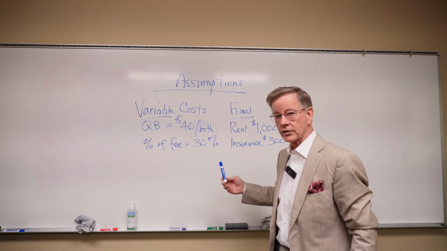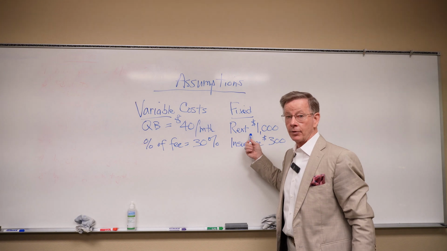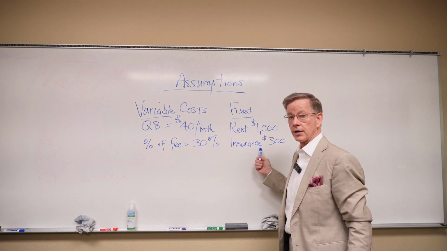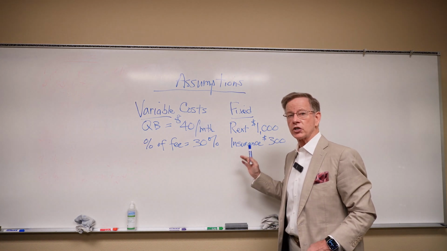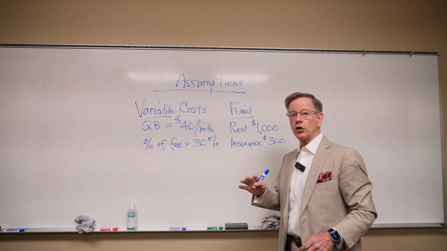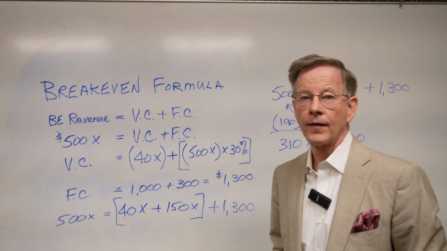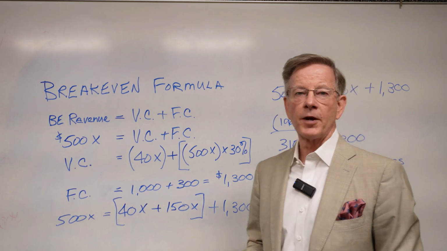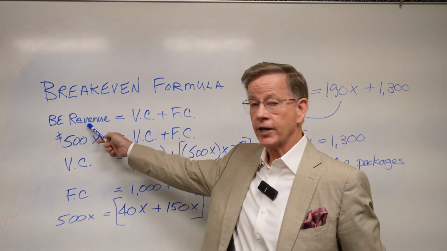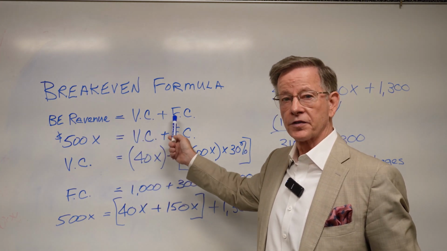What are my fixed costs? Well, I have an office. I pay rent, and I pay $1,000 a month. I also pay insurance for $300 a month. So those are my assumptions. Let's figure out now the formula. Let me show you the formula for calculating the break-even. So let's talk about the break-even formula. Break-even revenue equals variable costs plus fixed costs.